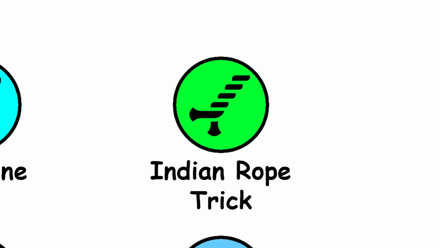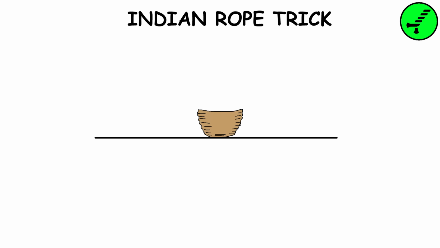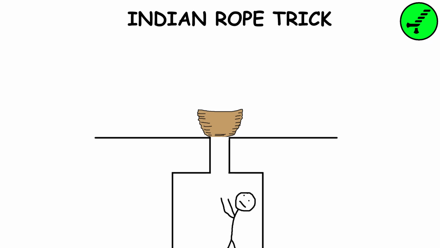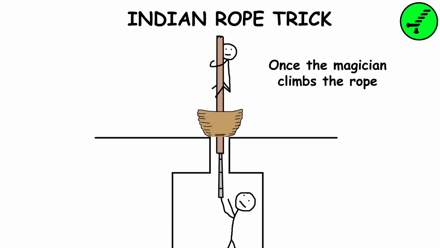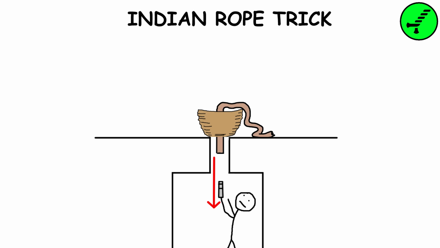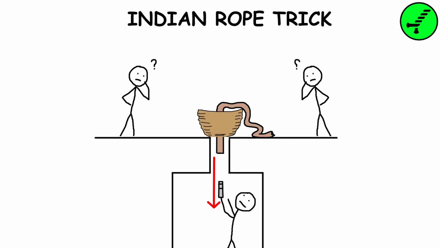Indian rope trick. The rope is an empty tube, and the basket is placed on the top cover of an empty cave. The assistant hidden underneath opens the bottom cover of the basket and sticks a rod inside the empty rope. The rod is like a selfie stick, which can be shortened or extended. Once the magician climbs the rope, the rod is drawn quickly, and the rope goes back to normal. Audiences are not allowed to examine the spot where the basket is put on.